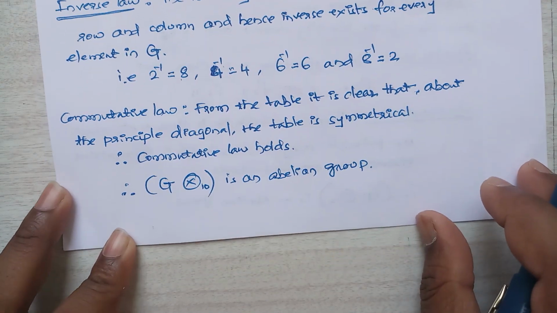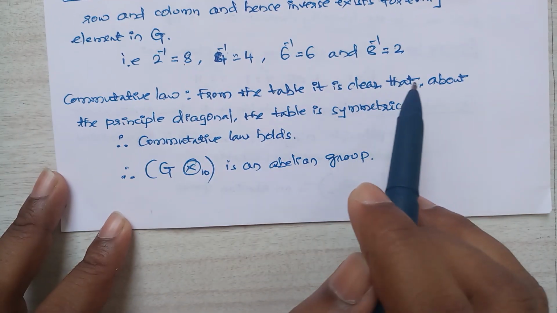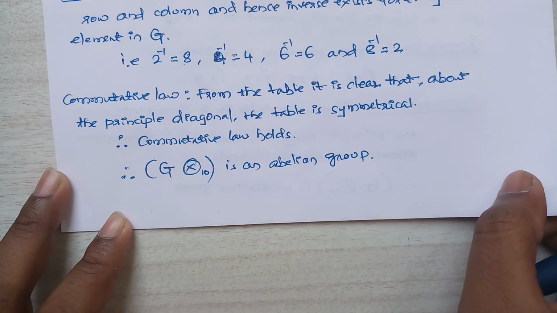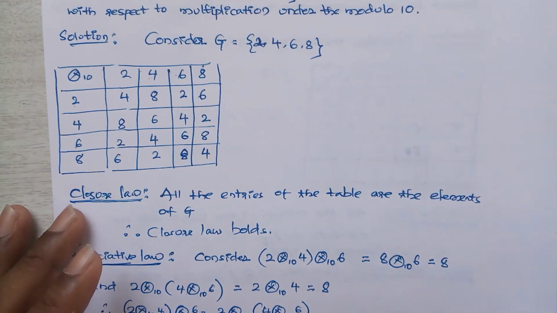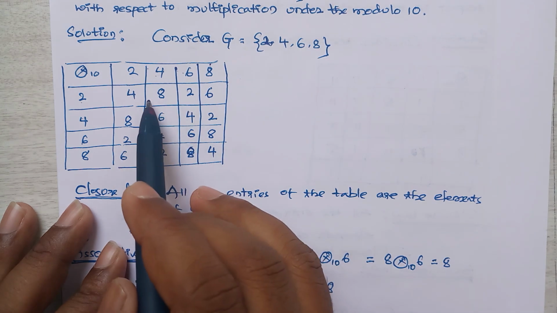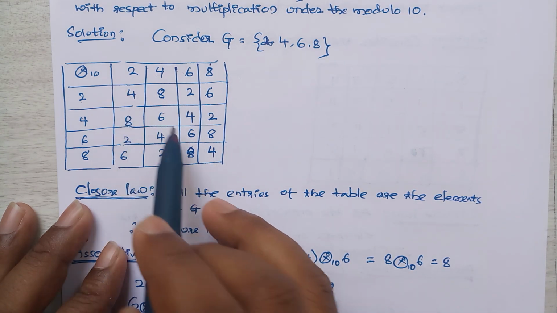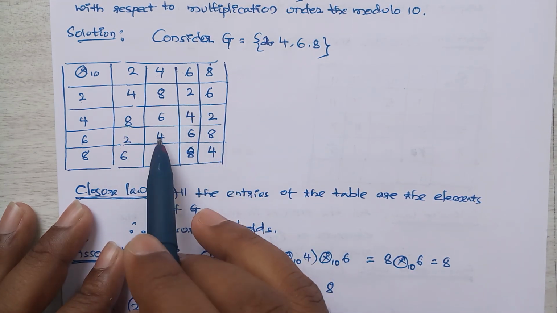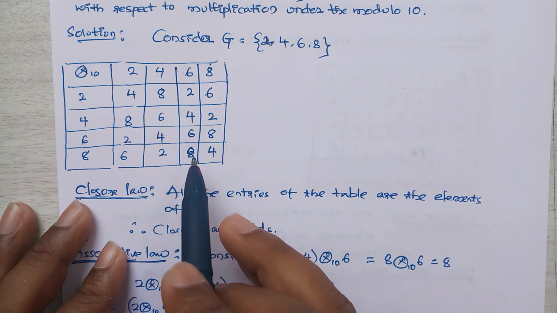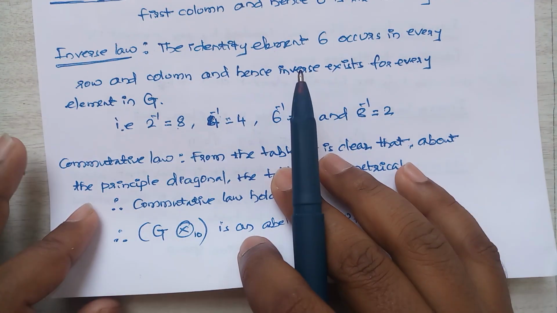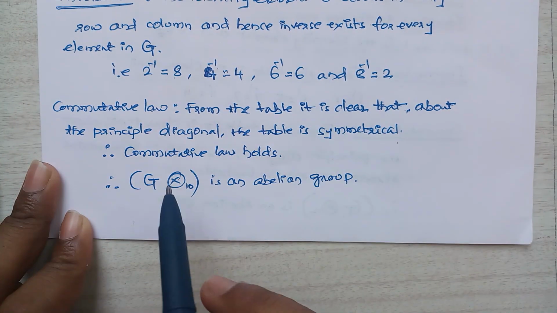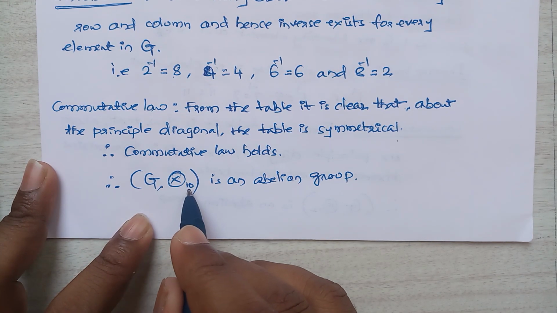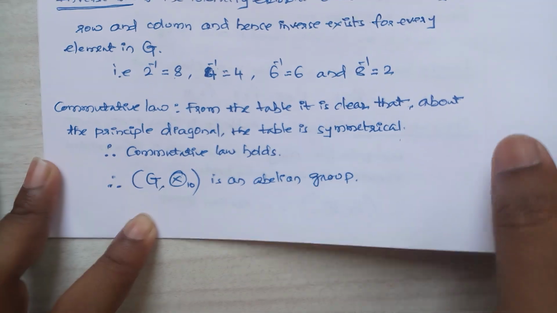Next, the commutative law. From the table it is clear that above the principal diagonal the table is symmetrical. Therefore the commutative law holds good. Let me check that. Above the principal diagonal elements 4, 8, 2, 6: 8 2 6 is symmetrical to 8 2 6, 4 2 is symmetrical to 4 2, 8 is symmetrical to 8. Therefore the commutative law holds good. Therefore Z under multiplication modulo 10 is an abelian group.